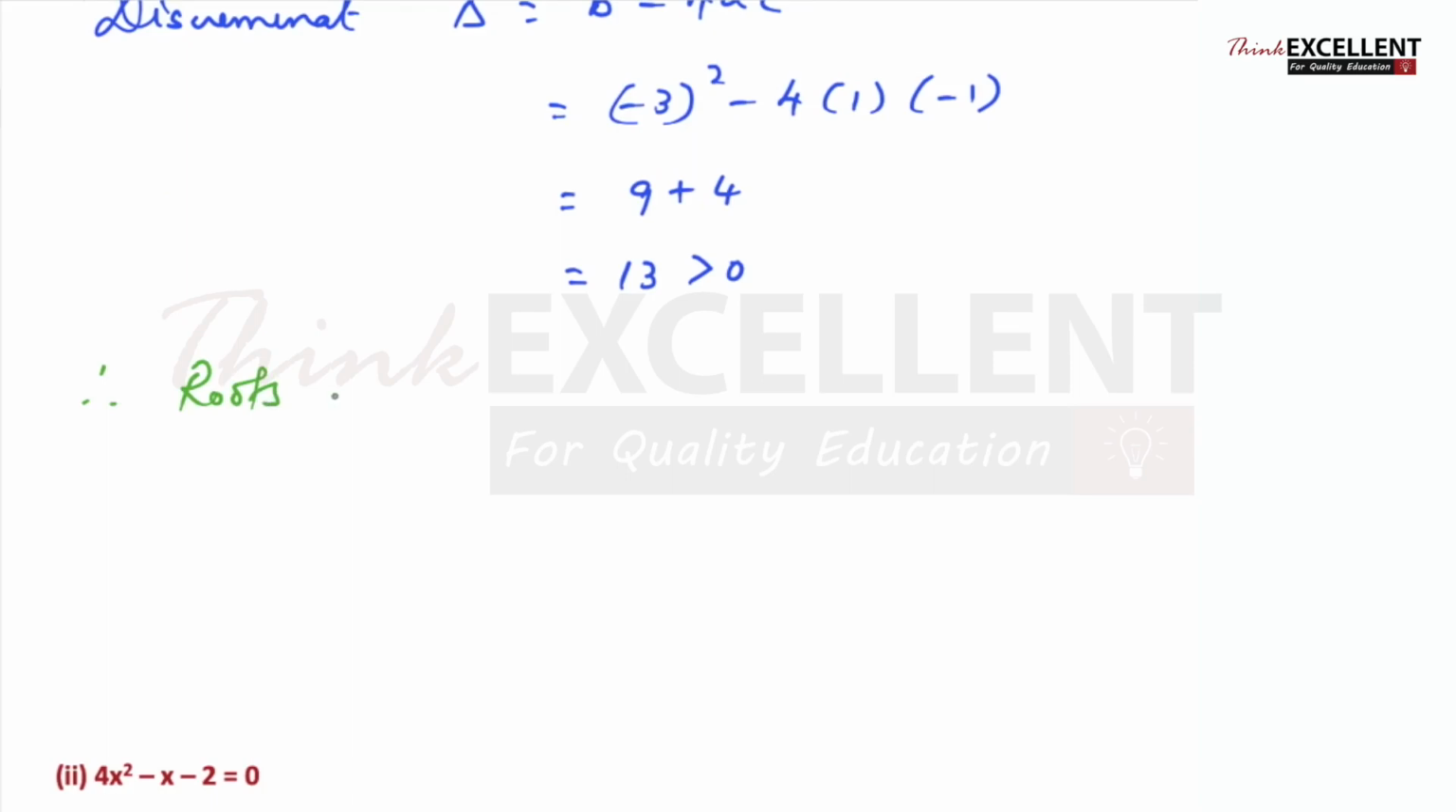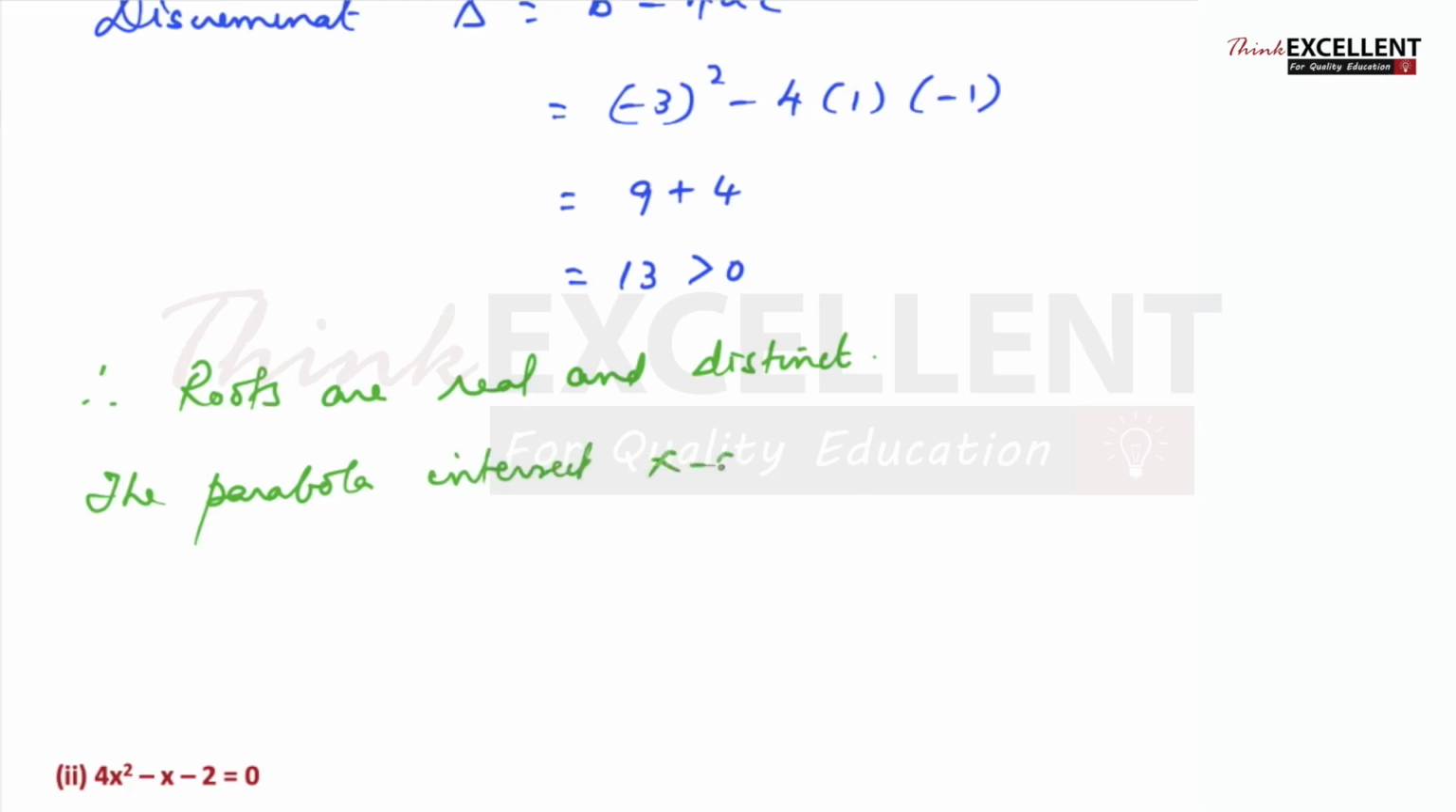Therefore, the roots are real and distinct. That means the roots are unequal. This is normally what we do for 10th standard, right? But what can you say about the graph? You know the quadratic graph is a parabola. Here it is positive, right? So the parabola intersects the x-axis at 2 points. If it is equal to 0, it touches the x-axis at 1 point. If it is negative, it does not touch or intersect the x-axis, okay?